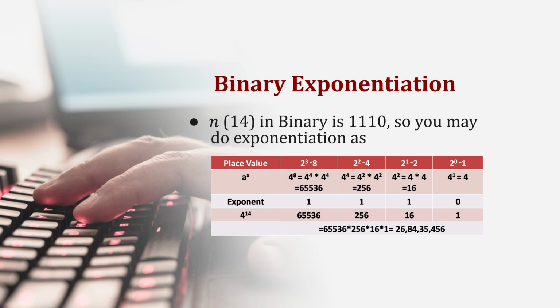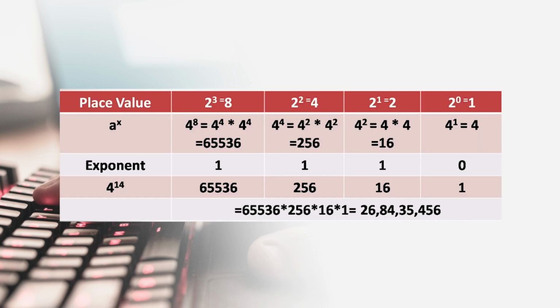Let's look at the table. If we start from the left, 2 to the power 0 is 1, 2 to the power 1 is 2, 2 to the power 2 is 4, and 2 to the power 3 is 8, right? Now, we need to compute 4 to the power 14. So how are we going to do it? 4 to the power 1 equals 4, right? So that is what we will do at the 2 to the power 0th place. Then 4 to the power 2 becomes 4 fours are 16.